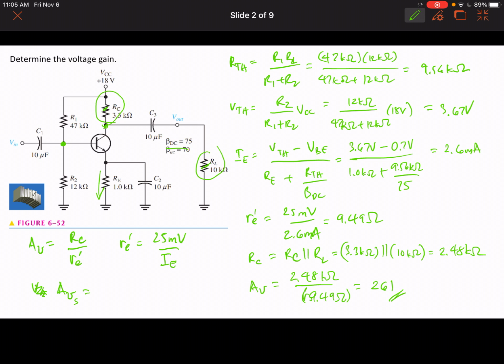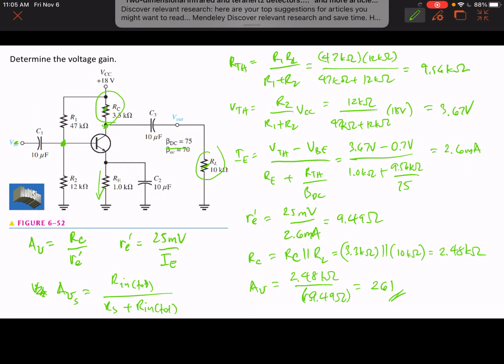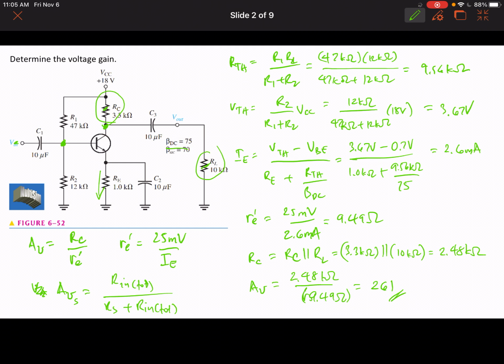the RS, the source resistance. And also we need to compute the total input resistance. Since we don't know what RS is, it's not given here, then we're not able to solve for the gain or the attenuation from the input down to here. So we're only able to solve for the gain from this point to this point here. And that's what this 261 means.